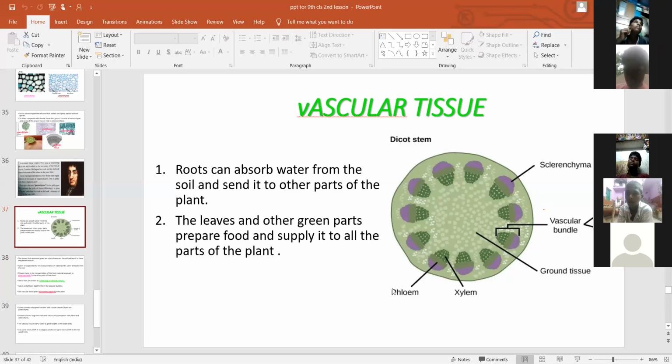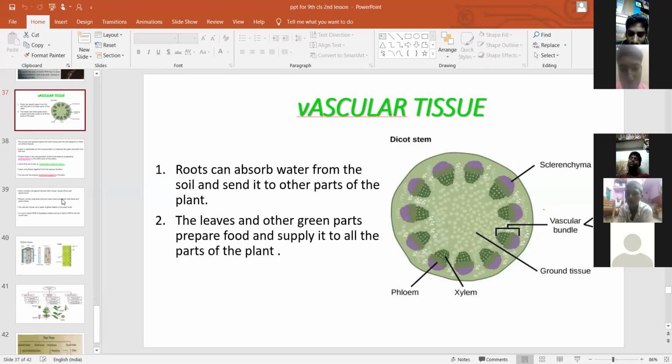Next, the xylem and phloem are joined together to form the vascular bundle. See that, all of you, see the diagram. The phloem tissue and the xylem tissue are joined together to form the vascular bundle. Vascular bundles.